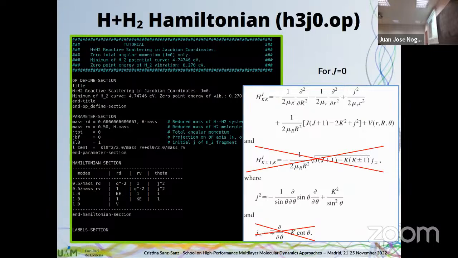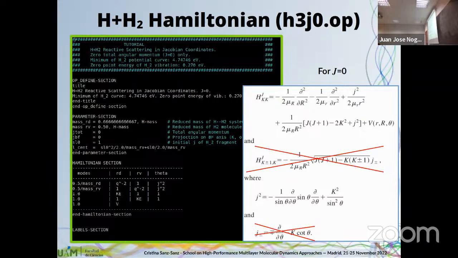The fastest route to the webpage is just writing Quantics Graham Worth in your browser. I'm going to put it on the screen now. Graham Worth is one of the developers of Quantics, and is the person in charge of the Quantics code nowadays. Many people contribute, but he's the one actually doing everything.